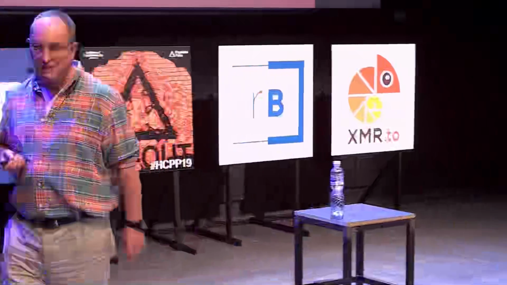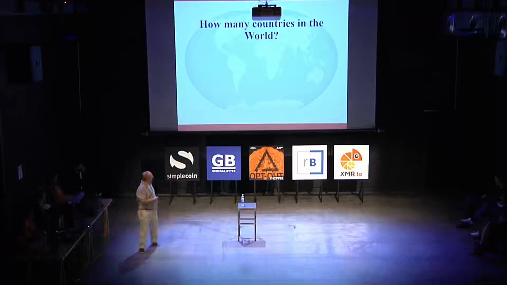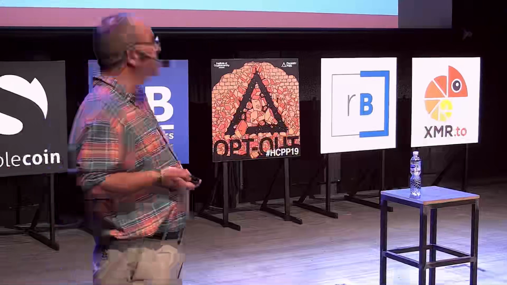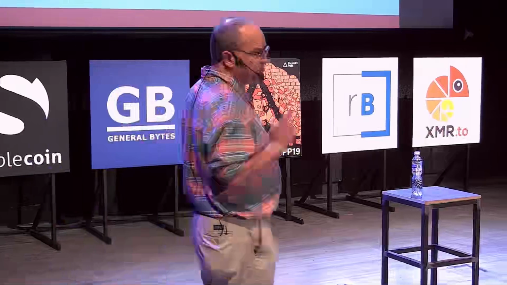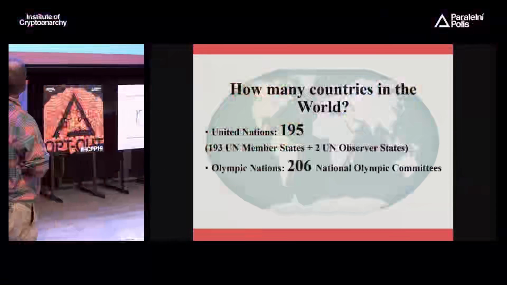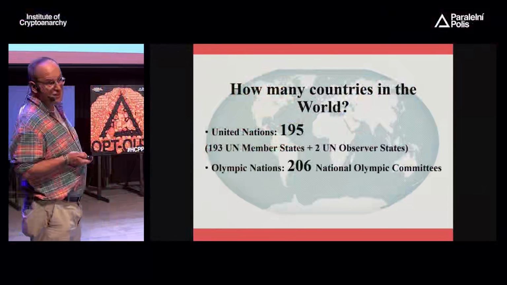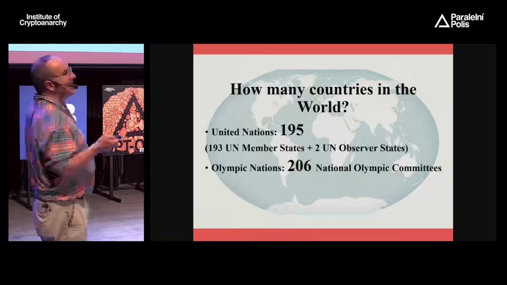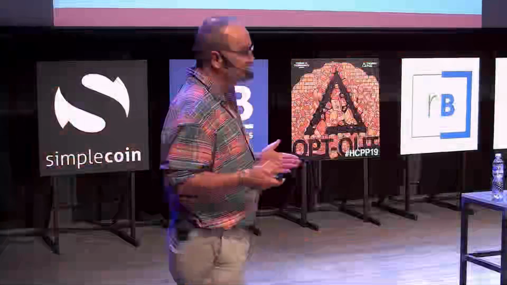As a geographer, I should be able to answer it, but it's actually surprisingly difficult. So there are 195 members of the United Nations. Actually, that's not quite true. There are 193 UN member states plus 2 UN observer states. However, there are 206 Olympic nations, 206 national Olympic committees.